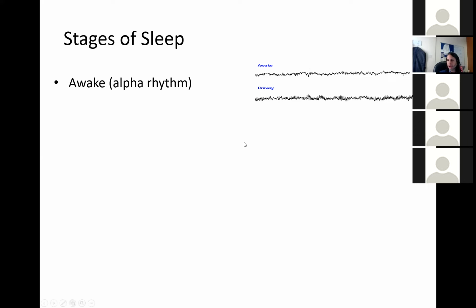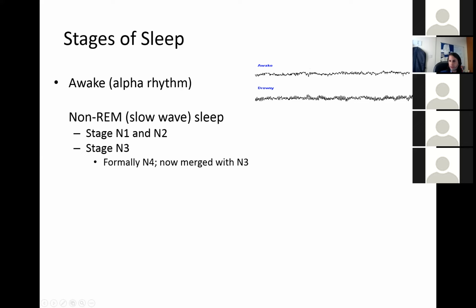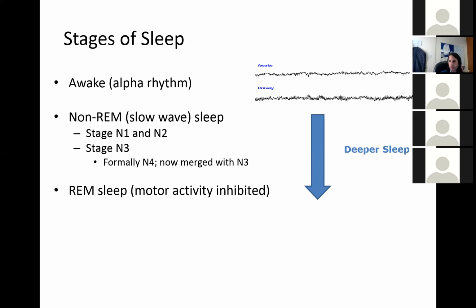And when you're awake, you have an alpha rhythm, which looks a bit like this. And when you're drowsy, your rhythms look like that. And you have non-REM sleep, which is what we call slow wave sleep. It's staged into N1 and N2 and N3. It was formerly N4, but it's now merged with N3. And you have REM sleep, so rapid eye movement sleep, when your motor activity is inhibited, and your sleep is deeper as you go through the stages.